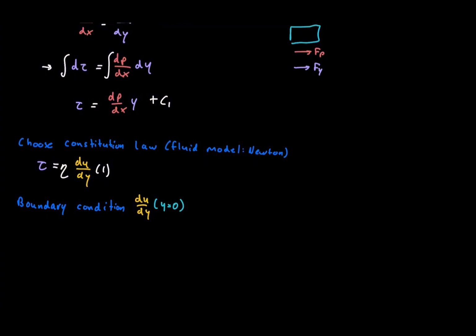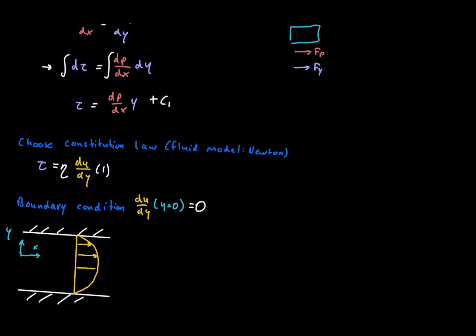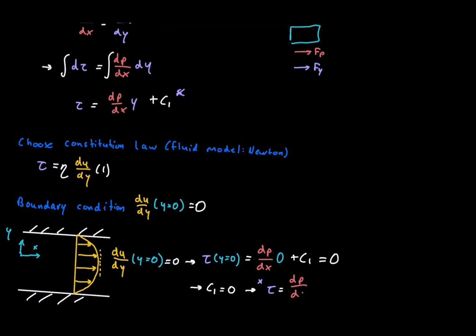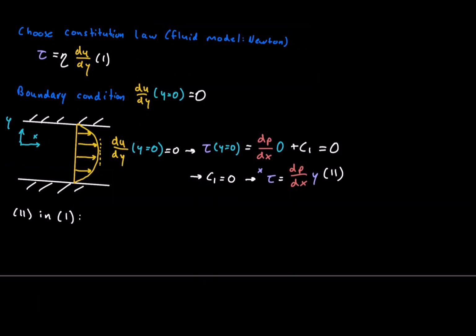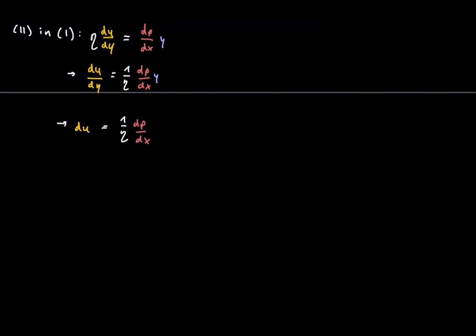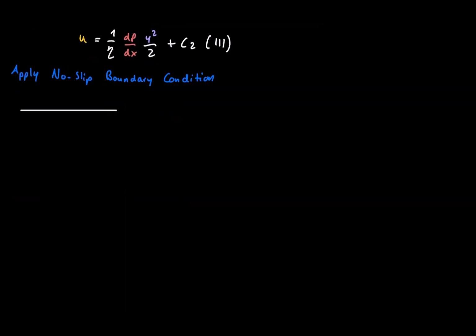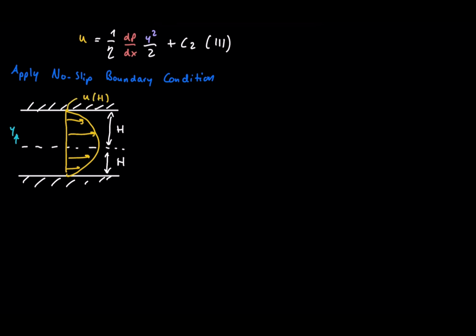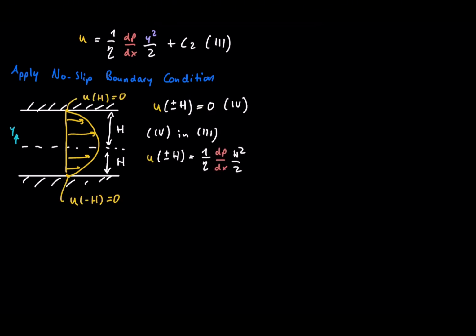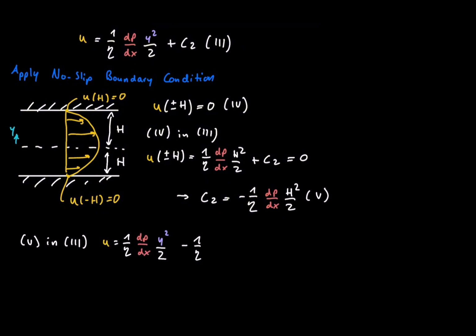Now apply boundary conditions. First, symmetry. The center line between the plates is at y equals 0, and the shear stress there must be 0. That immediately eliminates the first constant. Second boundary condition: no slip at the walls. At y equals plus h and y equals minus h, the velocity is 0. Applying these conditions leads to the final velocity profile.